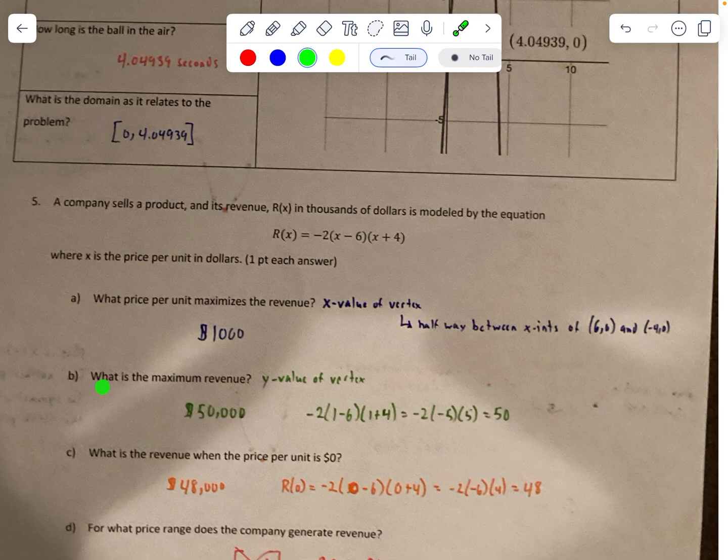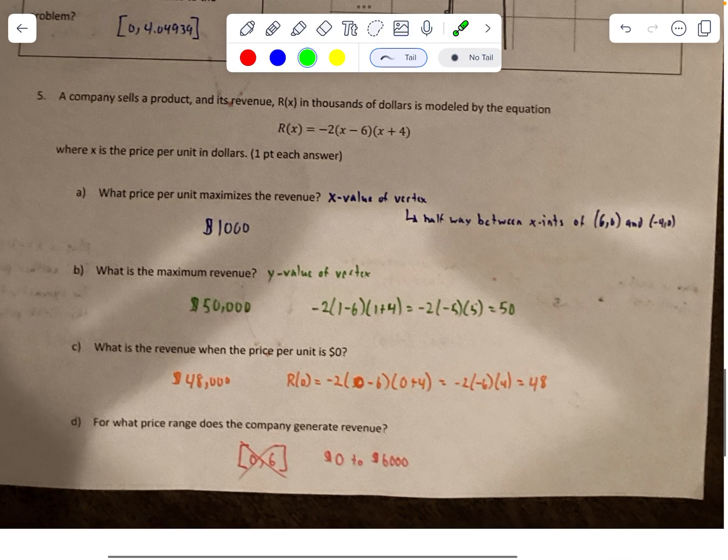So now, what is the maximum revenue? Well, you know the maximum revenue exists when x equals 1. So plug in x equals 1 into here, which I've shown here, and multiply it all out, and you get 50. Now, again, that actually means $50,000. Okay? And then what is the revenue when the price per unit is $0? That's really just the y-intercept, but you don't even actually have to know that. They're telling you what the price is. Plug the price of $0 in right here and here, and then multiply this together, and you get 48. And so the revenue is 48,000, because it's measured in thousands.